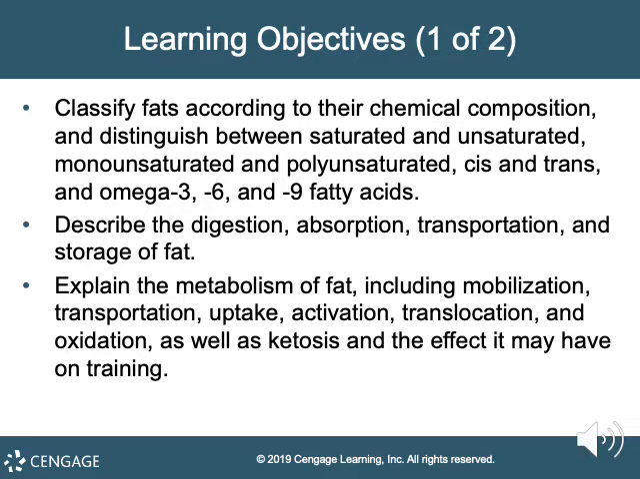It includes classifying fats according to their chemical composition, as well as describing the digestion, absorption, transportation, and storage of fat. The metabolism of fat is covered more in depth in this chapter, which includes the mobilization, transportation, uptake, activation, translocation, and oxidation, as well as ketosis and the effect that it may have on training.